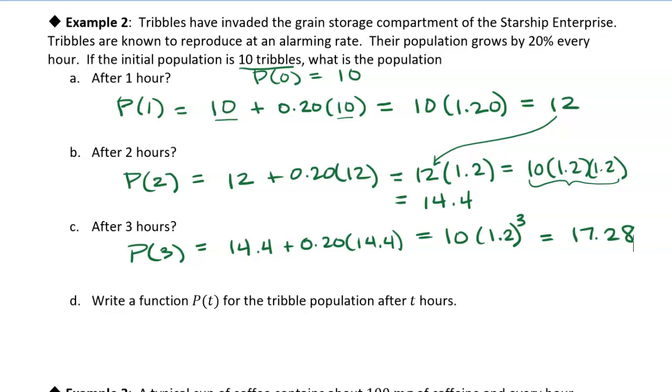So we want to write an expression now for the population of tribbles after t hours. All right. So you can see after 1 hour we have 10 times 1.2 to the first power. At 2 hours we have 10 times 1.2 squared, and then we have 10 times 1.2 cubed. So at an arbitrary time t, we're just going to have the initial population times 1.2 to the t power. Right? So we get an exponential function. All right, I'll see you for the next video.